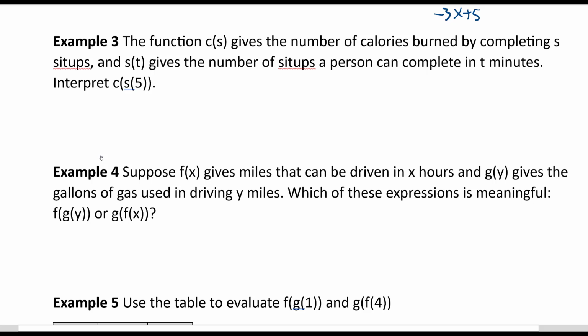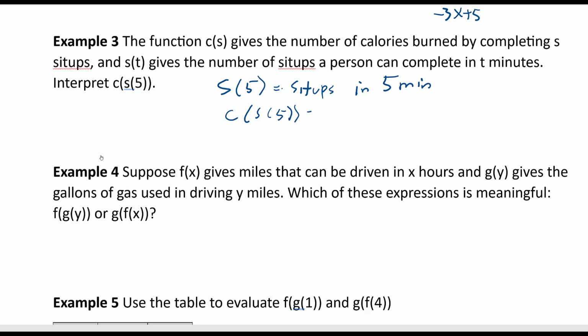Okay. The function c of s gives us the number of calories burned by completing s sit-ups, and s of t gives the number of sit-ups a person can complete in t minutes. So interpret c of s of 5. So s of 5 is sit-ups in 5 minutes. So c of s of 5 is calories burned by doing sit-ups for 5 minutes.